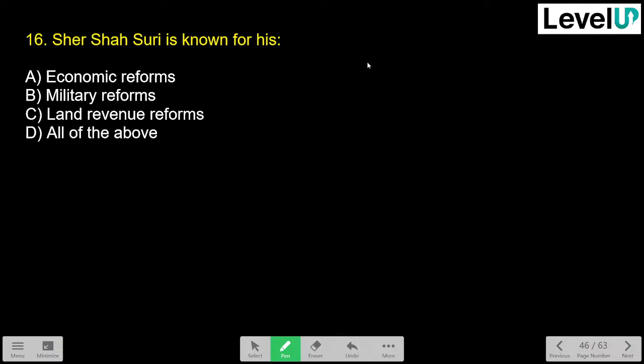Shershah Suri was the ruler who defeated Humayun twice. A very important and very powerful ruler in the region of present-day Bihar. He was from Sasaram. He defeated Humayun two times, in the year 1539 as well as in the year 1540. He defeated Humayun in two battles, right?